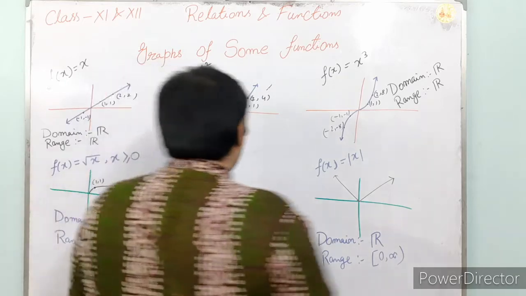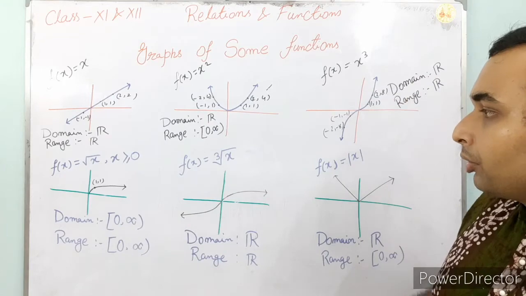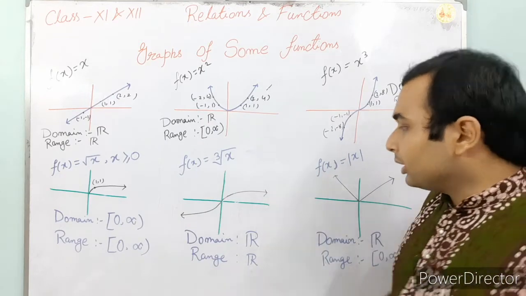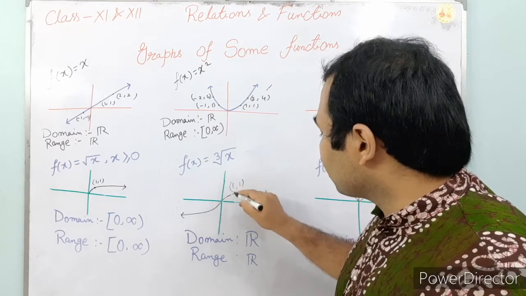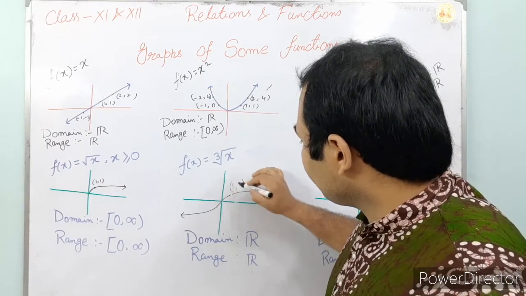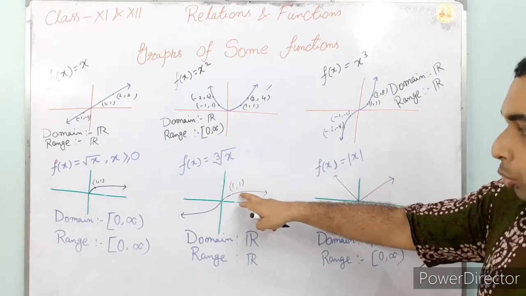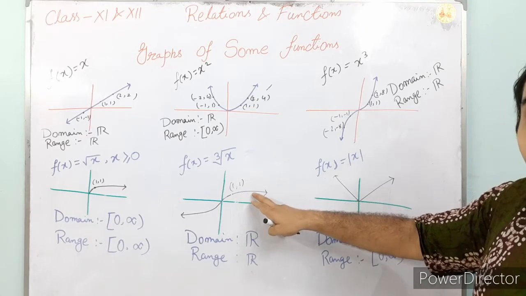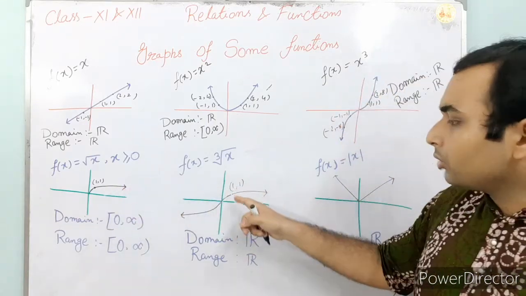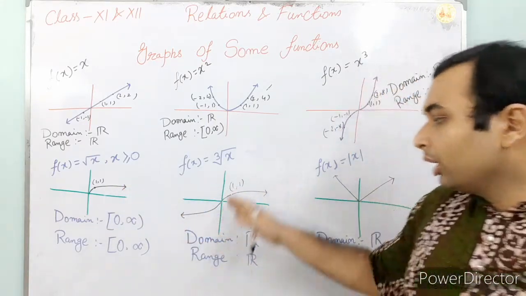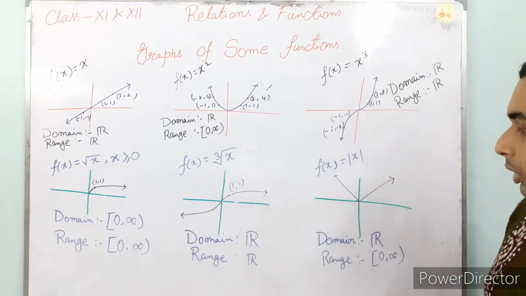Now x to the power 1/3. Here no restriction is there. Here this is the point 1, the cube root of 1 is also 1. Then the cube root of 2, the cube root of 3. It looks quite similar to this one, but here the negative part is also there. The domain is the total real number set, and the range is the total real number set.